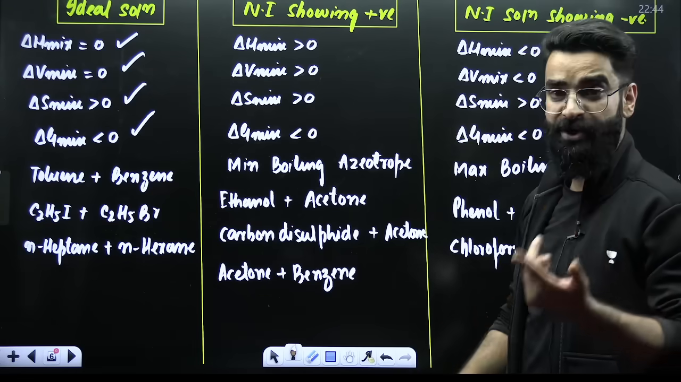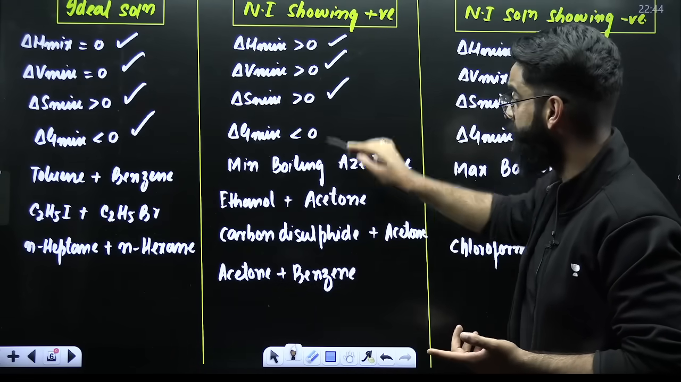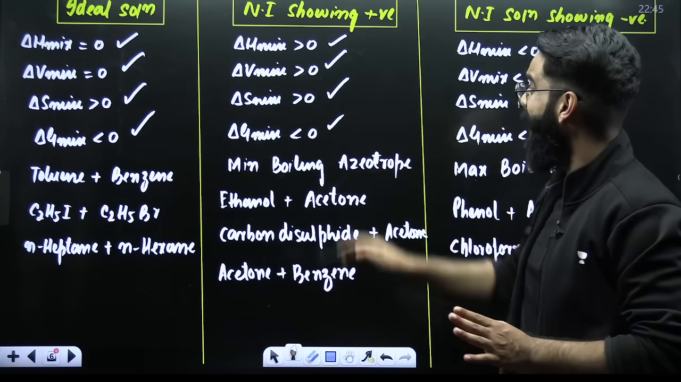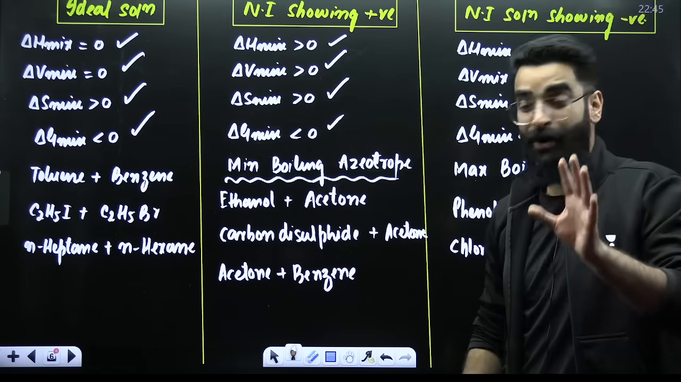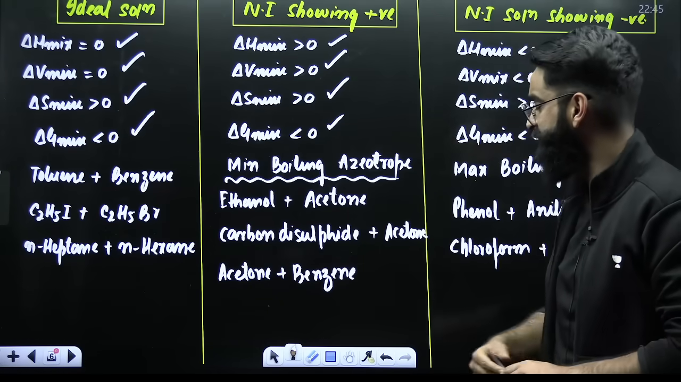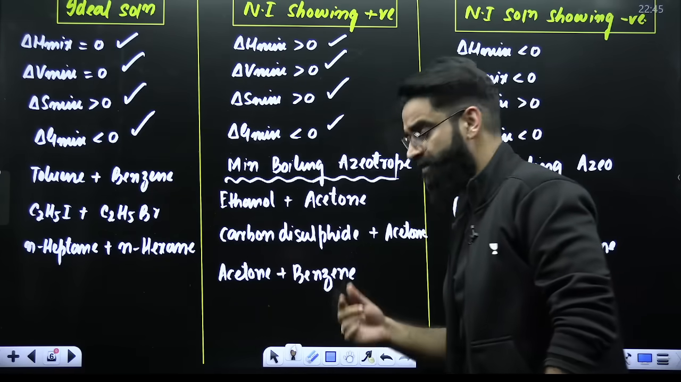Non-ideal solution showing positive deviation. Delta H mixing positive, delta V mixing positive, delta S mixing positive, delta G mixing negative, right? And remember, non-ideal solution showing positive deviation, they form minimum boiling azeotropes, and these are its examples: ethanol acetone, carbon disulfide and acetone. Similarly, acetone and benzene.